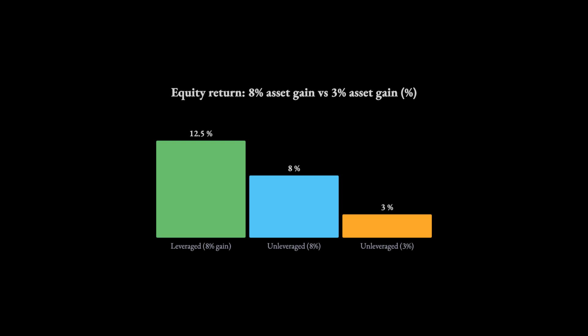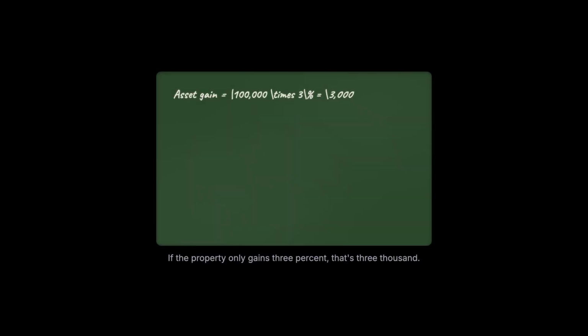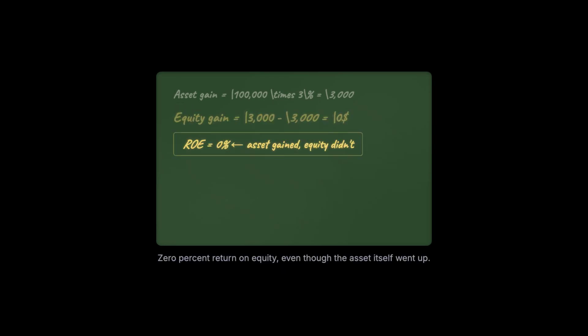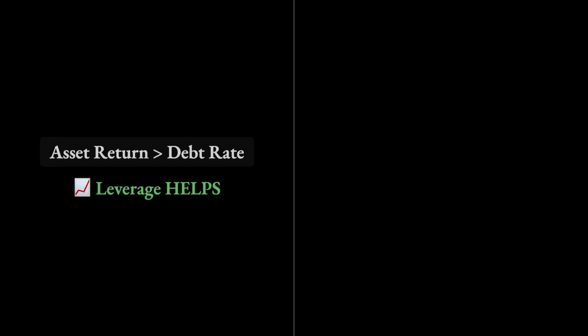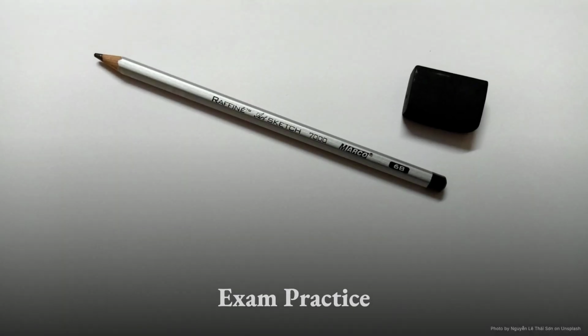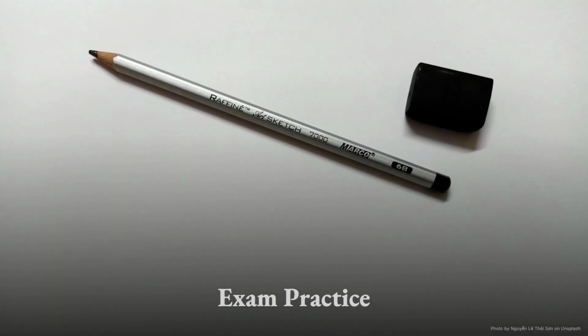But what happens when the spread turns negative? If the property only gains 3%, that's $3,000. Subtract the same $3,000 in interest, and she's left with 0. 0% return on equity, even though the asset itself went up. The rule is simple. If asset return exceeds borrowing cost, leverage helps. If it doesn't, leverage hurts. The spread is everything. Now let's apply what we've learned about leveraged returns to a CFA-style exam question.